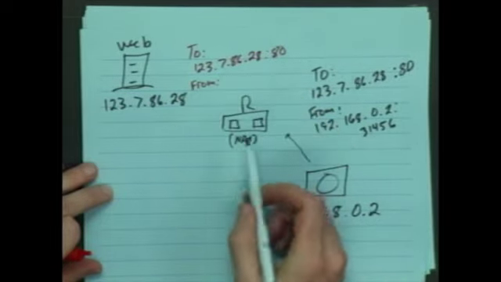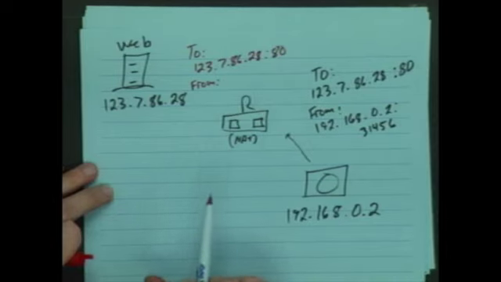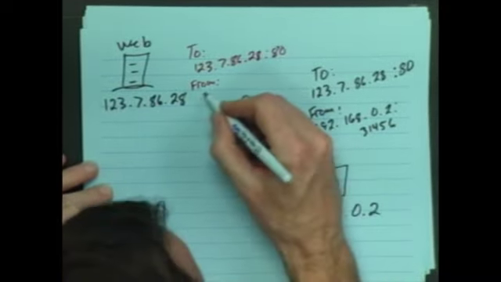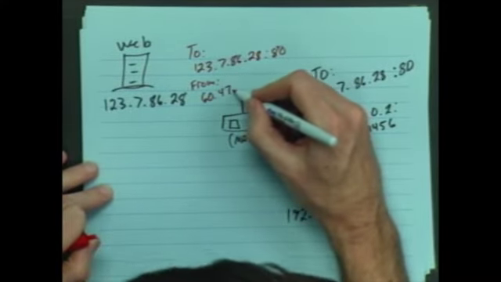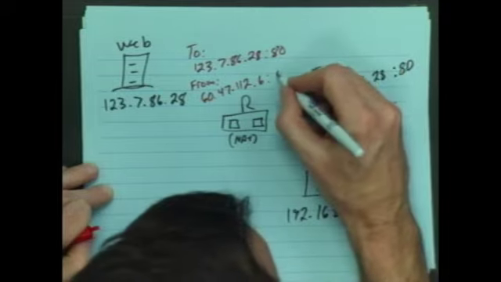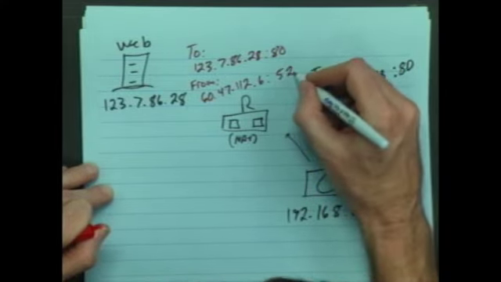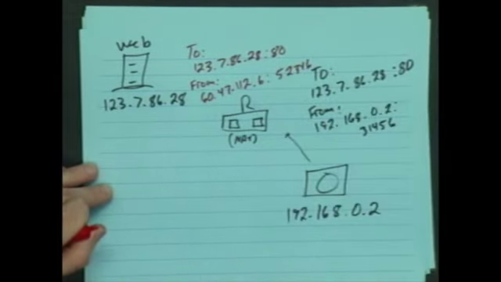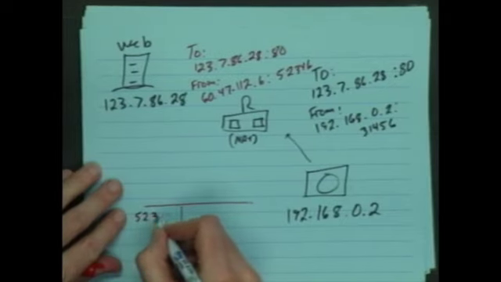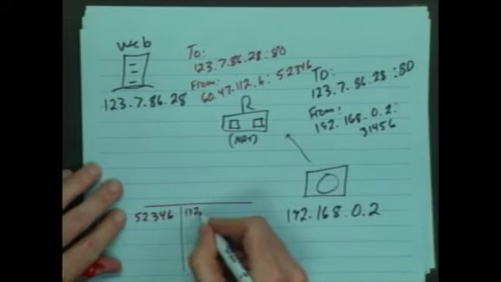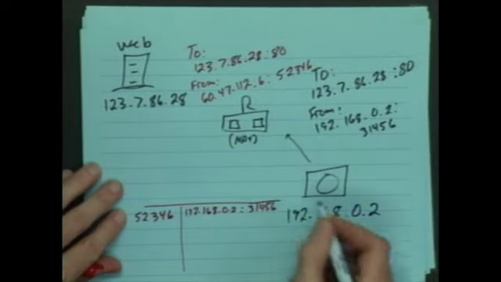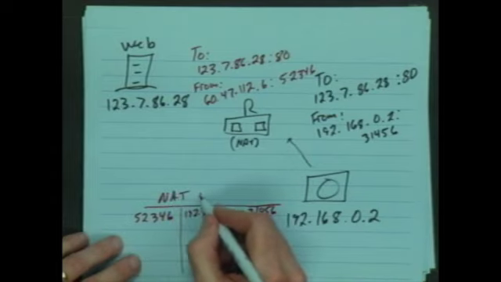But the from part is where the router needs to put a real IP address. What the router does is it puts its own IP address on it, which was 60.47.112.6, and then it makes up a new ephemeral port number, 52346. Okay? And then it has a table where it has 52346, and it has my IP address and the port number I was using. So this is my NAT table.